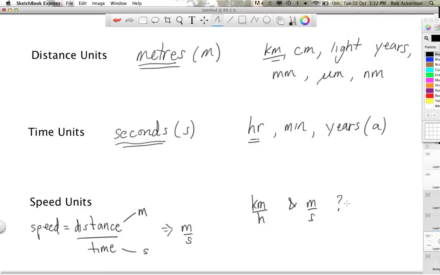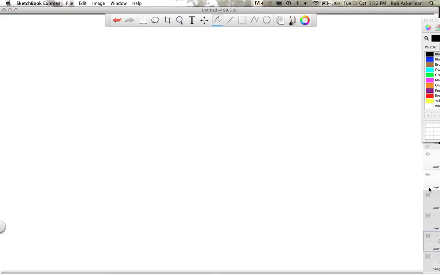Well, to take an example, let's do an example that we might be able to relate to. Suppose you're in your car and you look down at the speedometer and it says 100 kilometers per hour. And suppose I ask you, what is that in meters per second? So the question might say, convert to meters per second. How would you go about doing this?